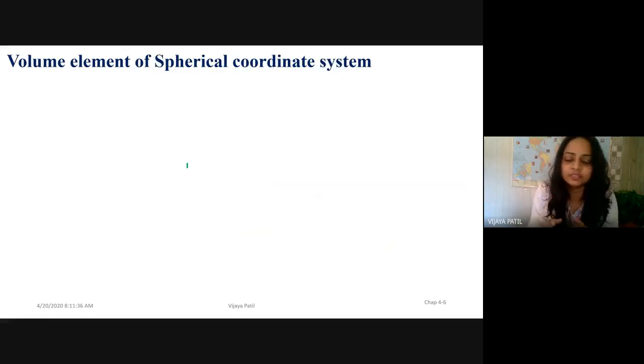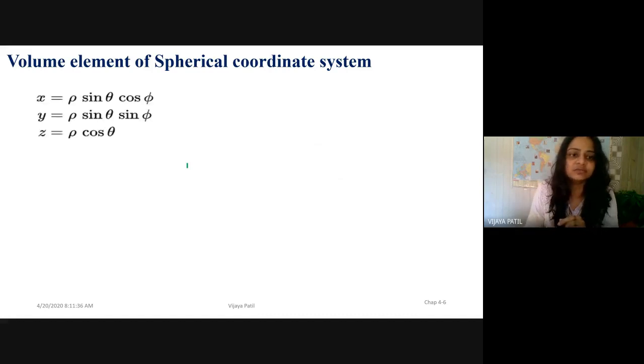Now, what is the volume element of a spherical coordinate system? Suppose, for example, we have 2 cross 2, and it's polar. The volume element in 2 cross 2 is dx dy, right? Similarly, what is the conversion of that dx dy in polar coordinates? It's r dr d theta. Similarly, we do have a volume element for the spherical coordinates as well. So we need to find out dx dy dz in terms of d rho, d theta, d phi.